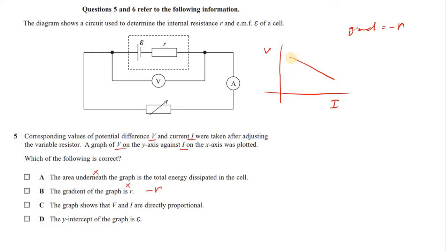And the y-intercept, if you extrapolate the line, this is the EMF, a typical calculation. From the gradient, we can find internal resistance, and the y-intercept gives us the EMF. So A and B cannot be our option. The graph shows directly proportional? No, it is not directly. Clearly, you see that they are not directly related. Current increases, voltage decreases. The y-intercept, yes, D is your option, because the y-intercept is your EMF.